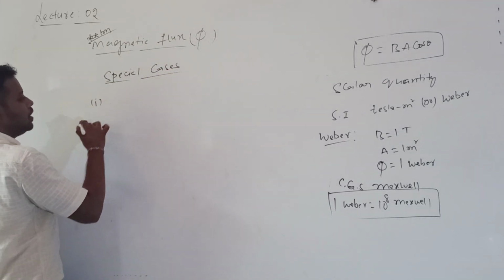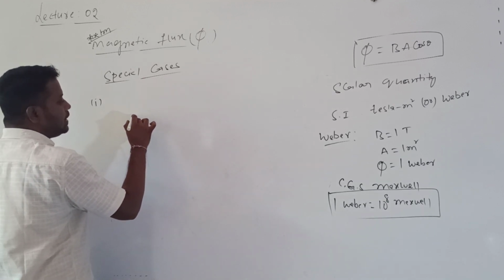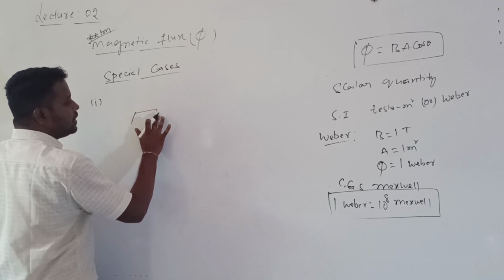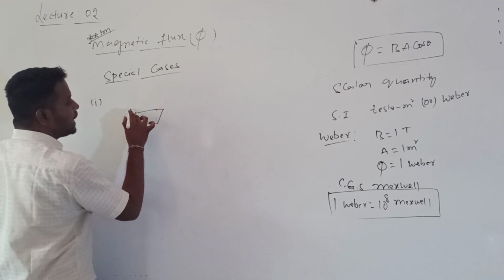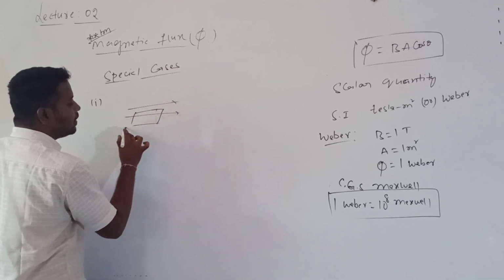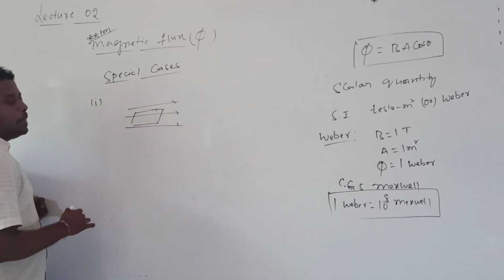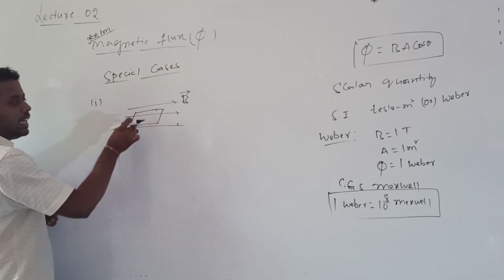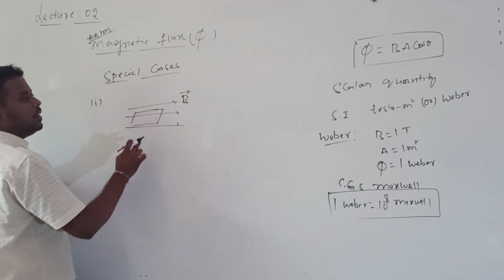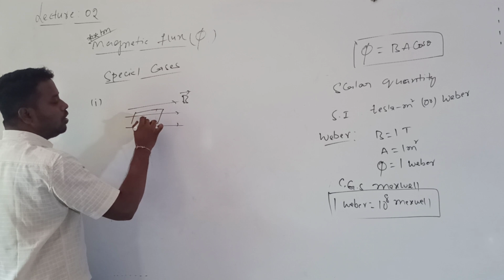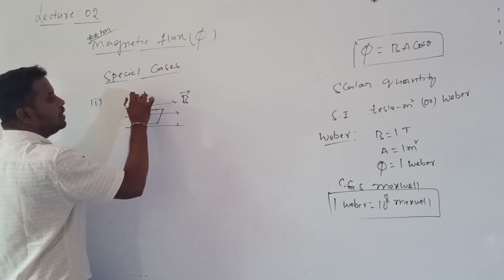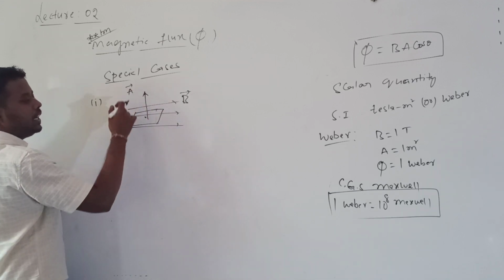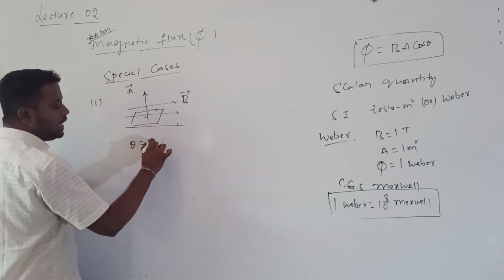First one is if the magnetic field is touching the given surface tangentially. This is our given surface. If the magnetic field lines are like this, it means the magnetic field is parallel to the surface. Whenever B bar is parallel, the normal drawn will be like this. This is the direction of A bar. What is the angle between B bar and A bar? So theta is equal to 90.